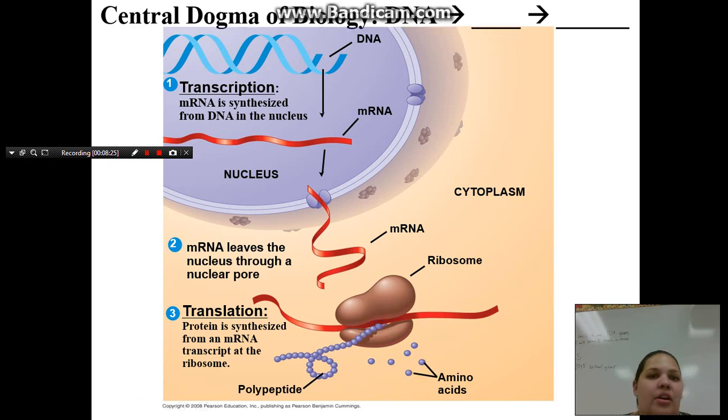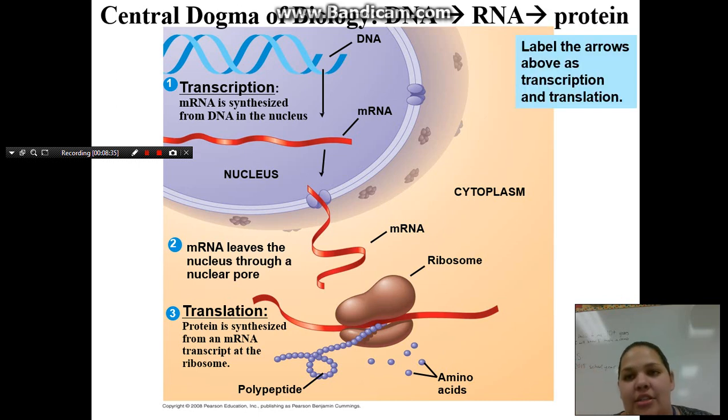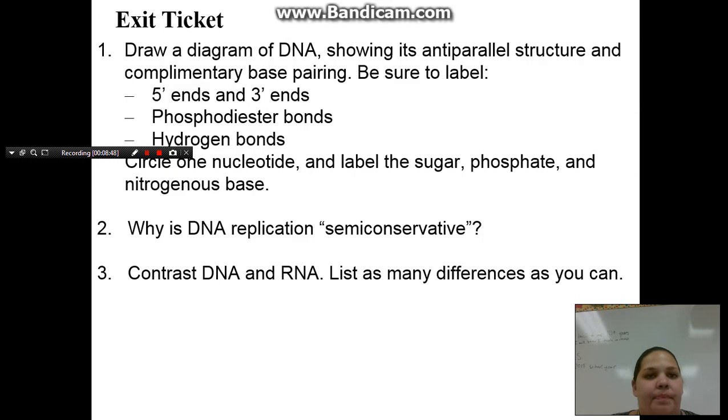So the central dogma of biology is DNA is transcribed to mRNA, which is translated into a protein. So we are going to go over this processing piece a little bit more, especially this diagram. This is very important for AP Bio.